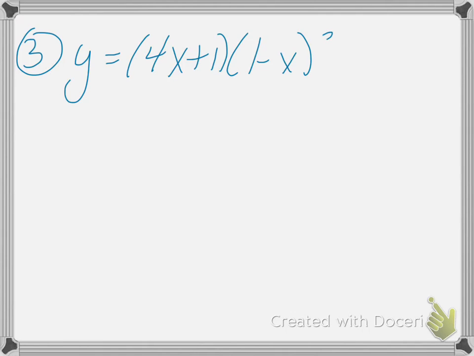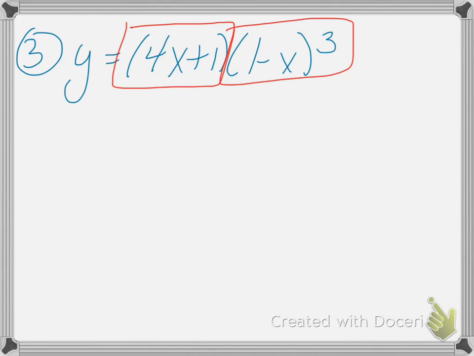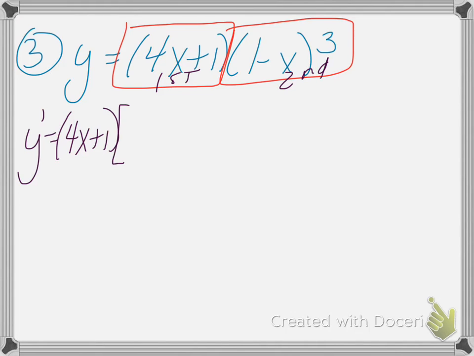Okay, for number 3, you were given this. And you need to recognize this as a product rule. It's this piece times this piece. So the derivative is going to be the first. This one is the first. This one is the second. Times the derivative of the second.